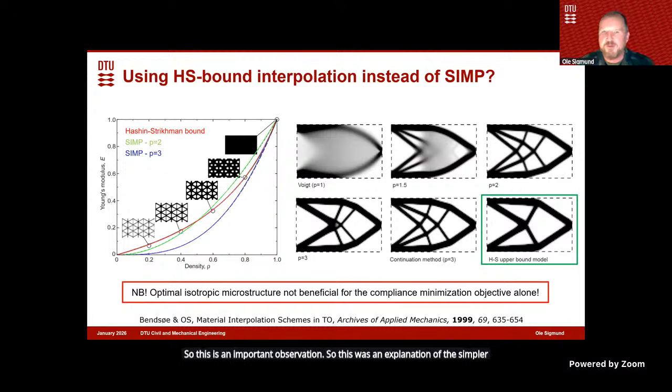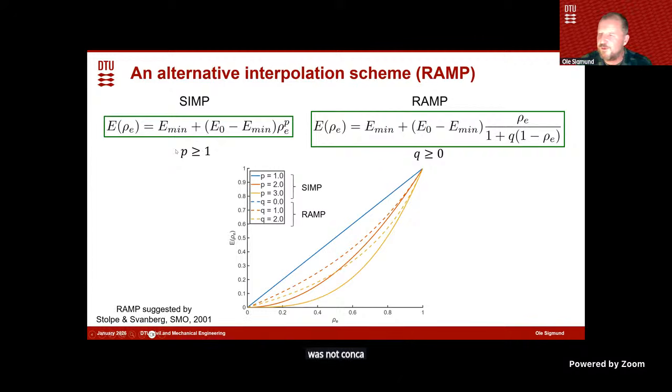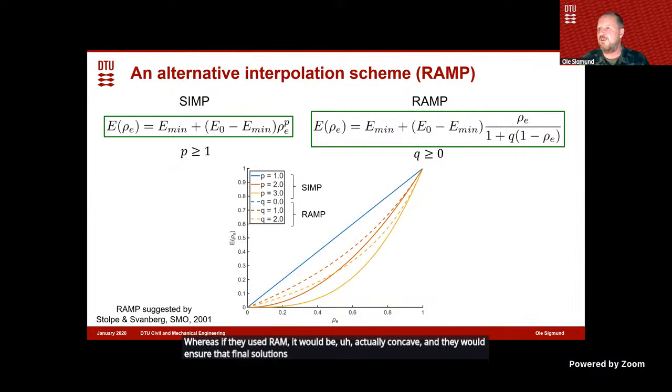Obviously, you can use other interpolation laws, and actually there was one suggested by Stolpe and Svanberg. They actually suggested it because they could show that SIMP was not concave, so it would converge to non-optimal solutions, whereas if they used RAMP, it would be actually concave, and they would ensure that final solutions would be extreme in the sense of 0 and 1.